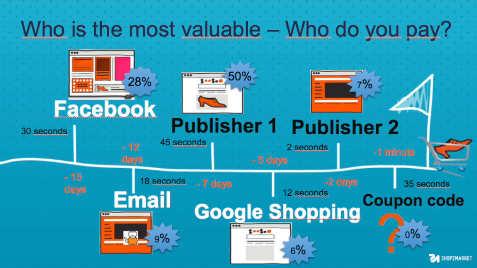Typically, you do not want to assign it, in this case, to the coupon code. Why? Because the sale was already there. People were already in the basket, already on the cart page. And as you can see, there are some percentages involved, like 50% and 7%. They're just examples, of course. But in this case, you would want to assign the order to publisher number 1. Why? Because that is the publisher with the main contribution, the highest contribution.